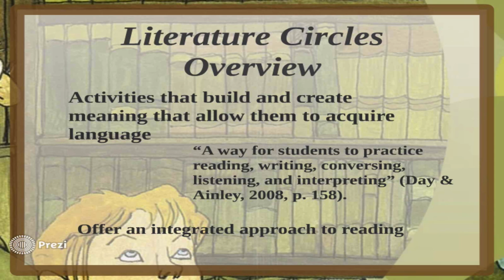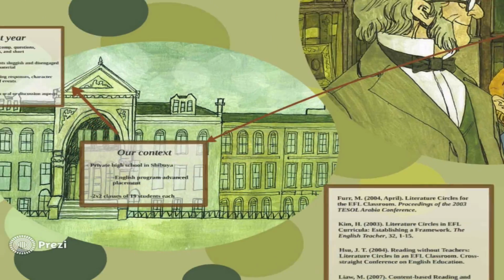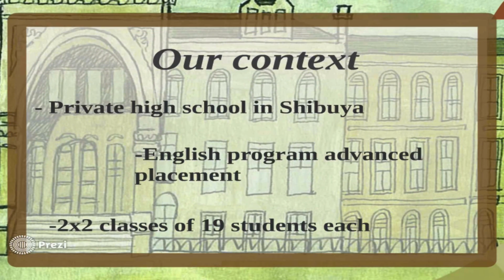Okay. So before we talk about what we actually did with literature circles, how it was designed, and what kind of activities were involved, I'd like to talk to you a little bit about our context. Katie and I, Kathryn and I, we teach together in a private high school in Shibuya. There are several different programs per grade. Some of them are English-focused, some of them are science-focused, others are just generally academic-focused. The class that we chose for this particular project was an English program with advanced placement. This means basically that the students are receiving around 10 hours a week of English instruction.